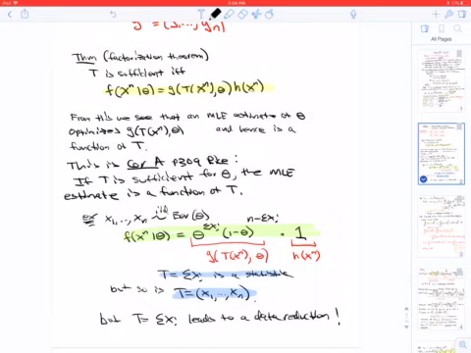From this, we can see that to estimate theta, whereby we find the theta that optimizes the likelihood function, that is equivalent to, for a sufficient statistic where you have a factorization like this, optimizing the function g, which is a function only of T and theta. So what that tells us is that the MLE is a function of T.